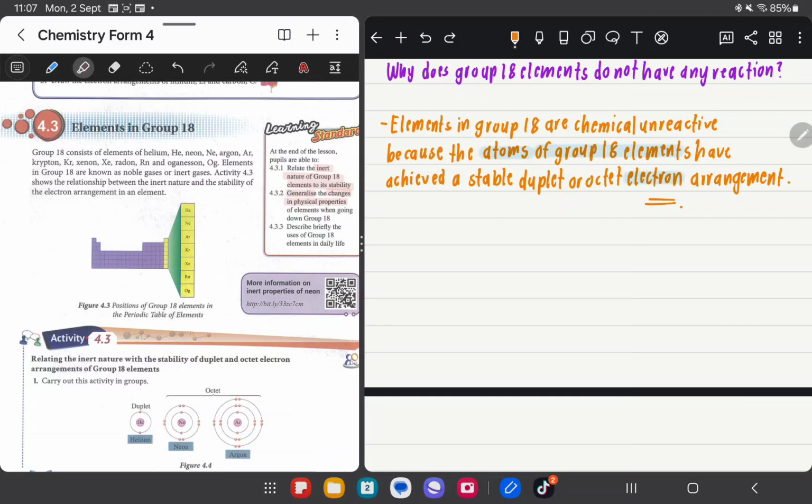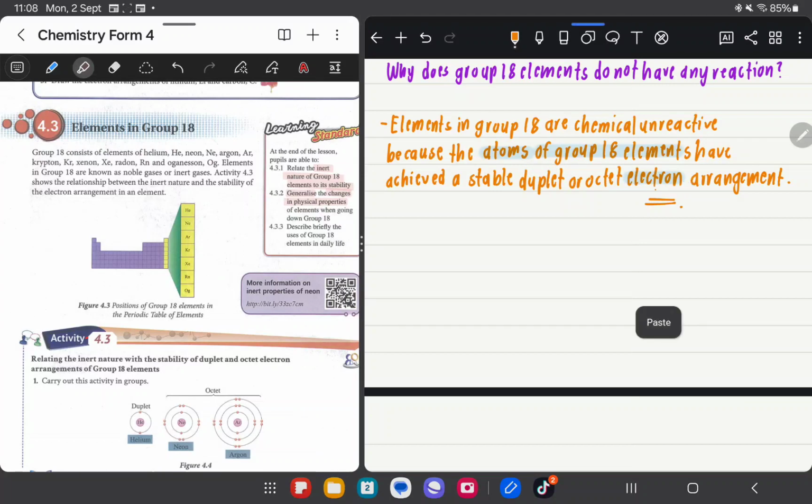Faham tak? So memang if you want to say it's already achieved stable electron arrangement, you have to say the atom of the element already achieved stable electron arrangement. Faham tak? You have a word electron there, so mesti atas ke bawah ke sebelah dia in the same sentence, kena ada the word atom. Faham tak? So better you say like this: the atoms of group 18 elements. Lengkap sangat lengkap. The atoms of group 18 elements have achieved a stable duplet or octet electron arrangement. You talk about electron, we will find atom ada tak ada, baru dapat betul.